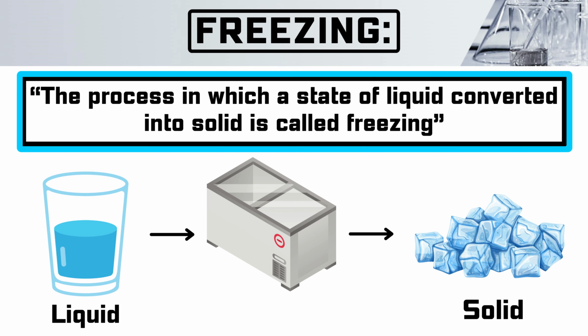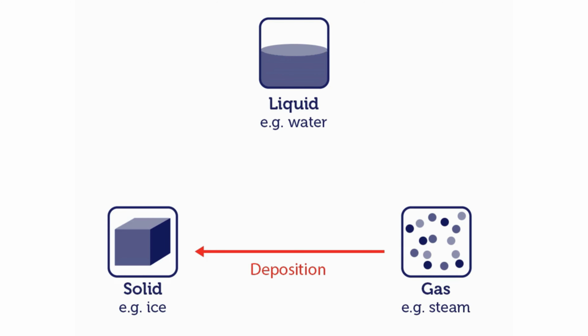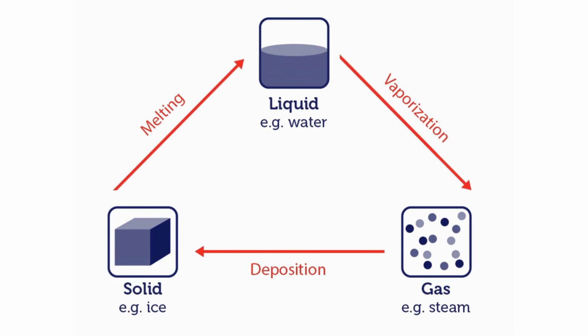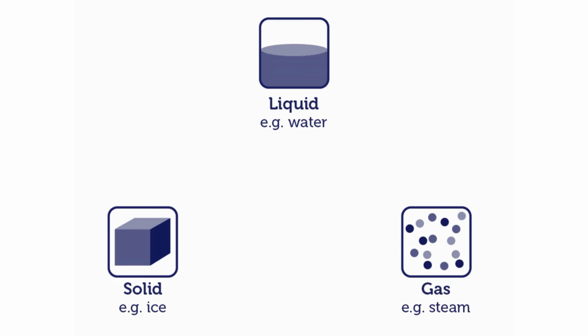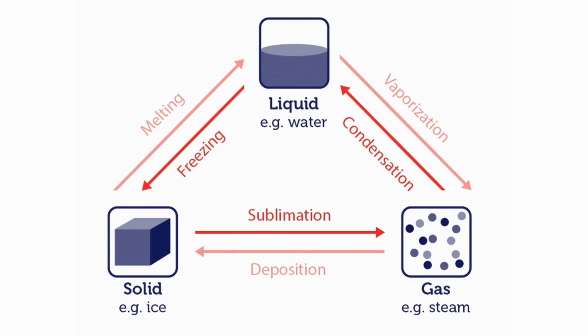Water or any liquid we put into a freezer will turn into solid. In this diagram, you can see that when a liquid is put into a freezer, it converts into solid. There are certain elements that, when heated, are directly converted into gas without converting into liquid. And again, when they undergo condensation, they will be in this form.